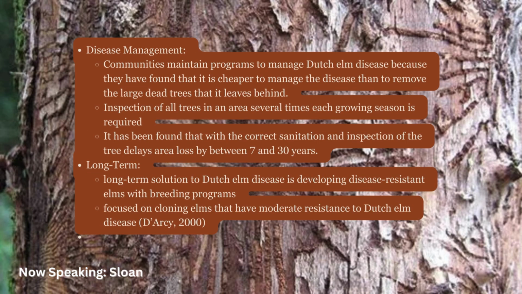Disease management. Communities maintain programs to manage Dutch elm disease because they have found that it's cheaper to manage the disease than to remove the large dead trees that it leaves behind. Inspection of all trees in an area several times each growing season is required. It's actually been found that with the correct sanitation and inspection of the trees, it delays area loss between 7 and 30 years. Some long-term solutions to Dutch elm disease are developing disease-resistant elms with breeding programs and becoming more focused on cloning elms.